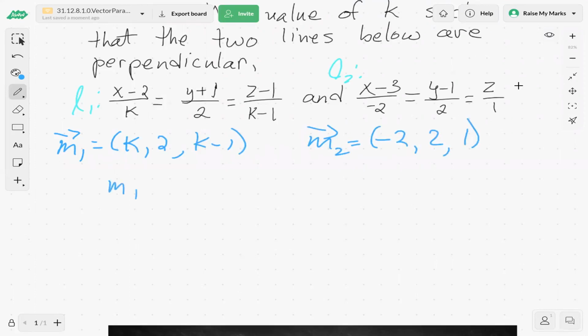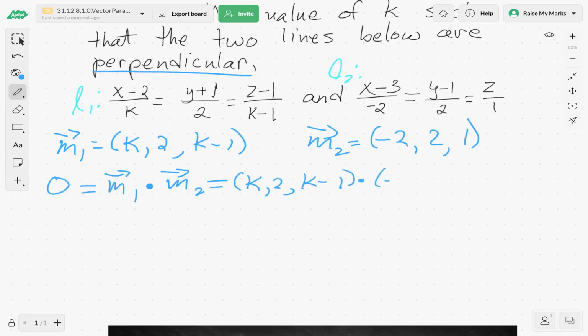We're going to take their dot product because we know that if we take the dot product of two perpendicular vectors, we're going to end up with 0. So we're going to set our dot product equal to 0, and then we're going to solve for k. So first things first, let's find an expression for our dot product. I've plugged in our two direction vectors, m1 and m2.